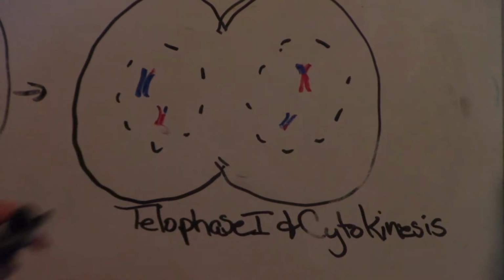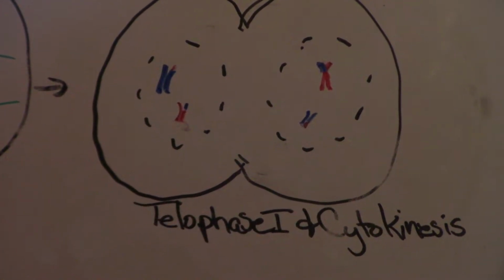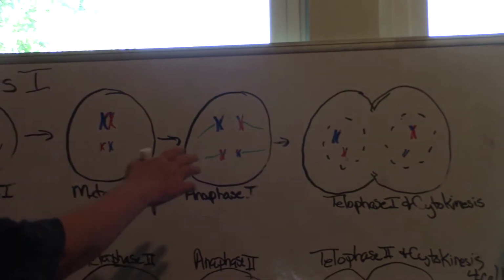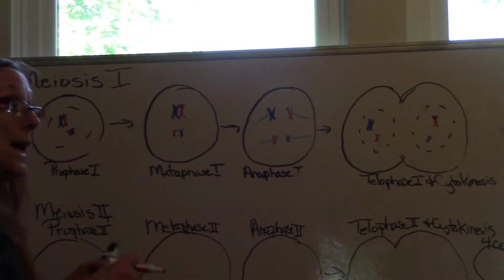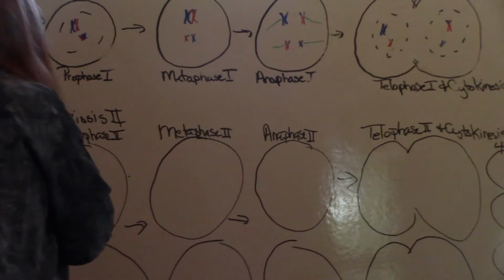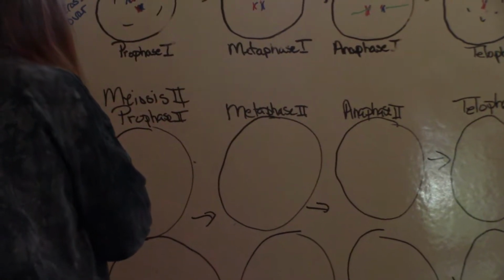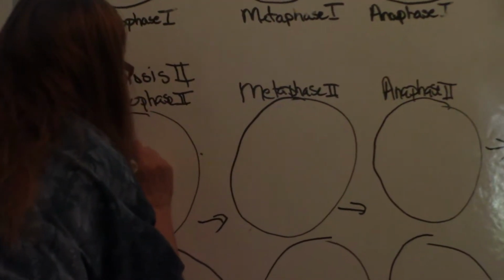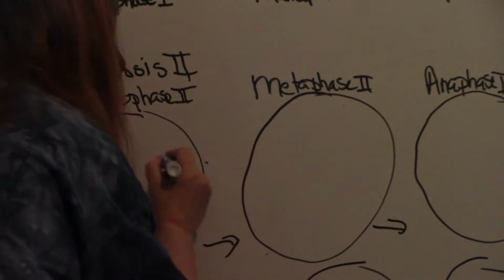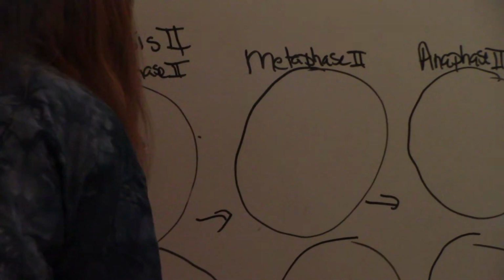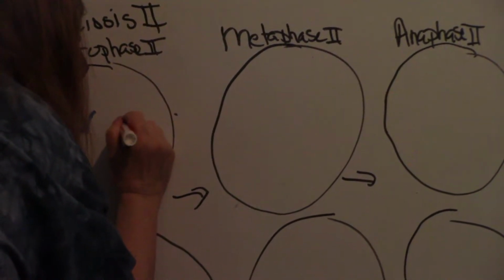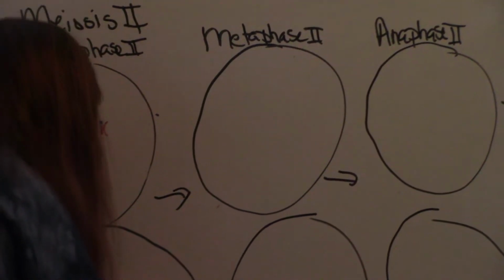So the product here is haploid. It only has one from each pair. Now we still have sister chromatids connected, and those need to be separated. That's what meiosis 2 is all about. So it's different in that now we're following 2 cells. If the chromosomes lengthened, they shorten and thicken.